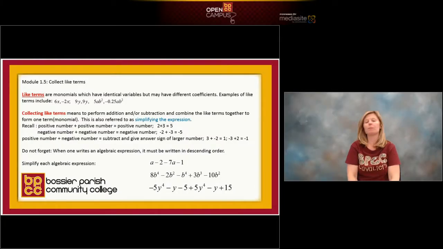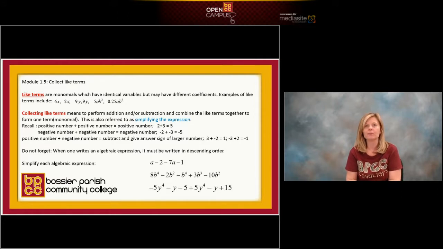Hi, we're in Module 1.5, and our word of the day is collect like terms. So the first thing we have to do is understand what the words like terms mean. Alike means to be the same. In algebra, terms are alike if they have identical variables. So to be like terms, you're looking at the variable, not at the coefficients, not at the numbers.